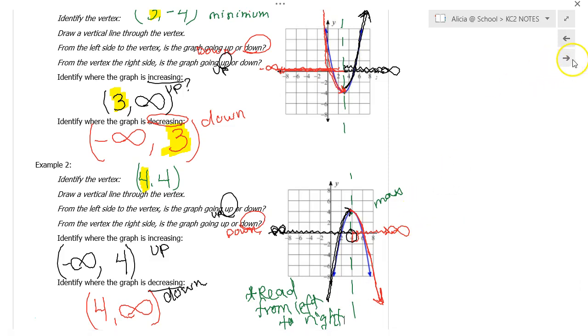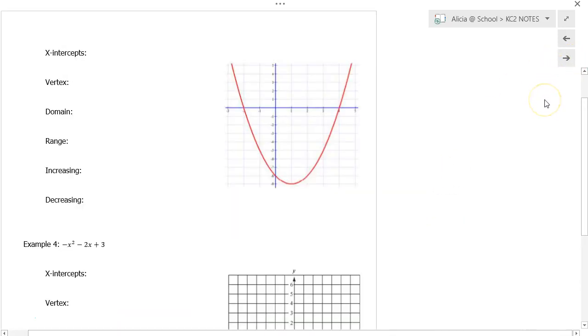All right, next example here. I'm going to try to incorporate everything that we've talked about: x-intercept, vertex, domain, range, increasing and decreasing. So the first thing is our x-intercepts. An x-intercept is wherever I cross the x-axis, and I have a value right here and right here. And that's going to be at x equals -2 and x equals, what is that, +4.